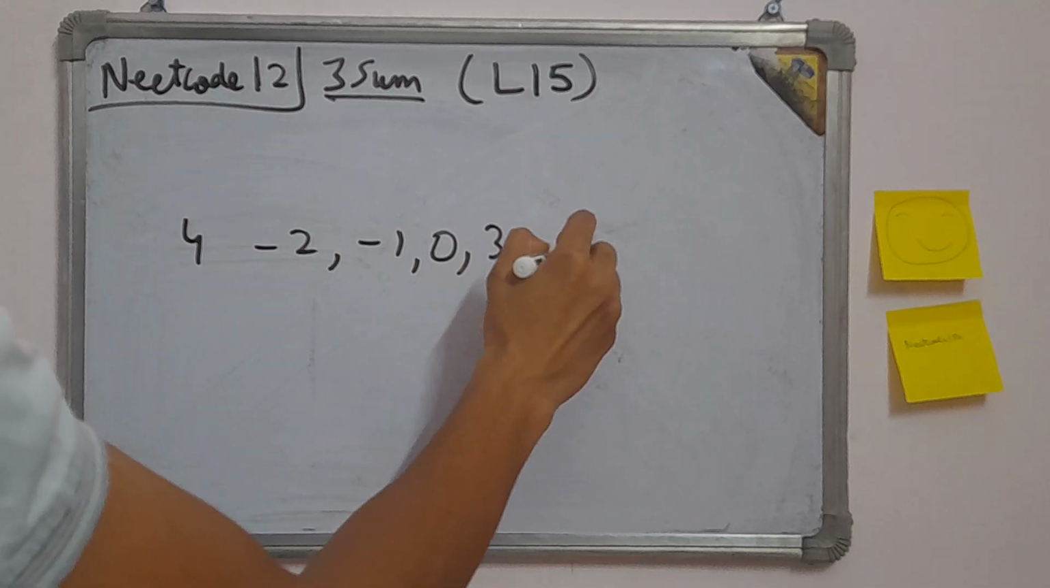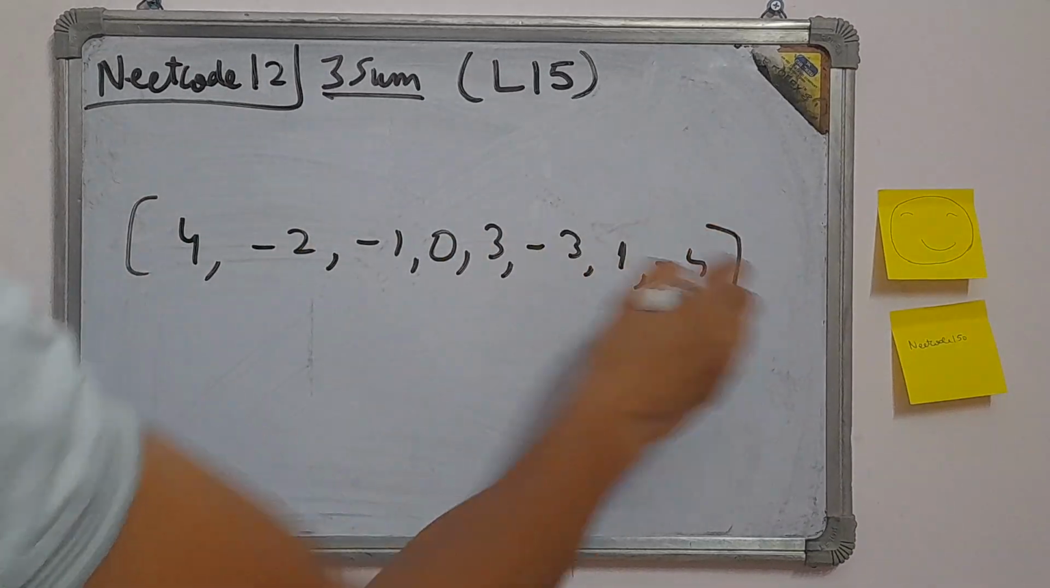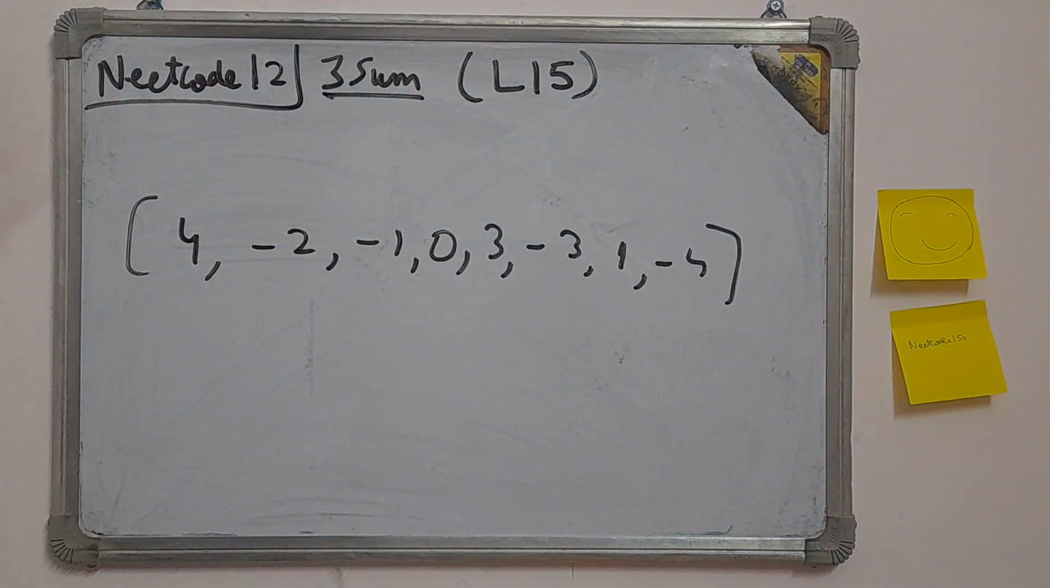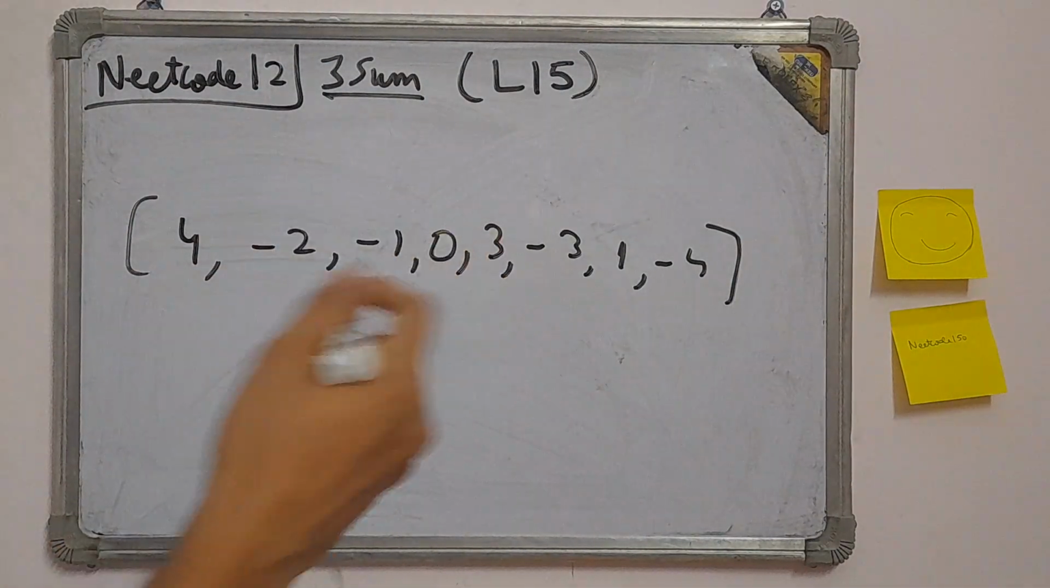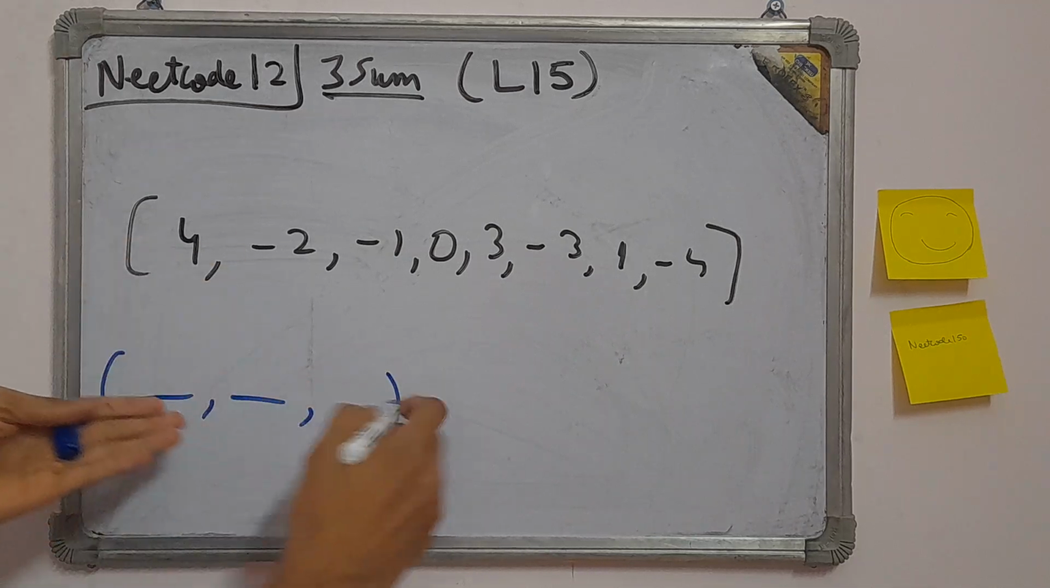In this question we are given an array which can have positive or negative elements. Let's take this array for example: 4, minus 2, minus 1, 0, 3, minus 3, 1 and minus 4. So the array can have 0, positive elements and negative elements. Now the question says we have to give all triplets. All triplets means the groups of 3 elements such that their sum equals 0.